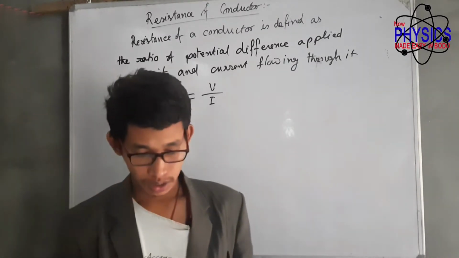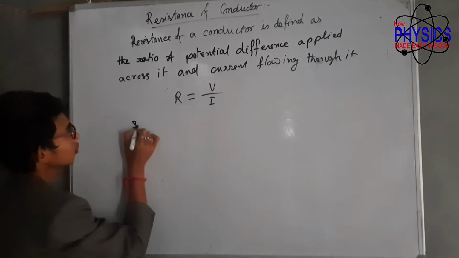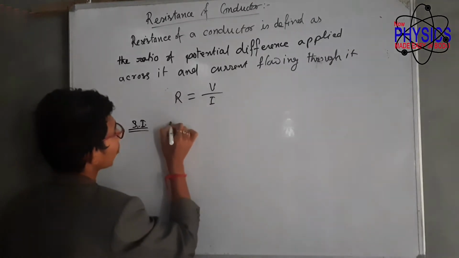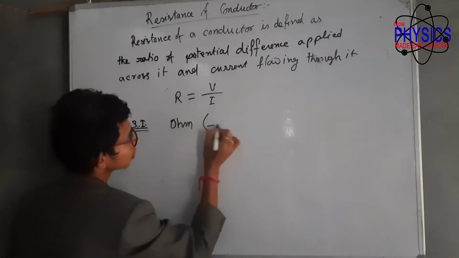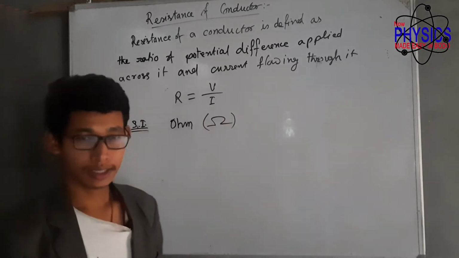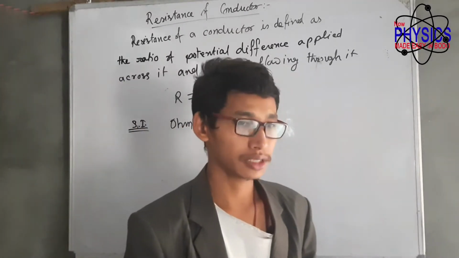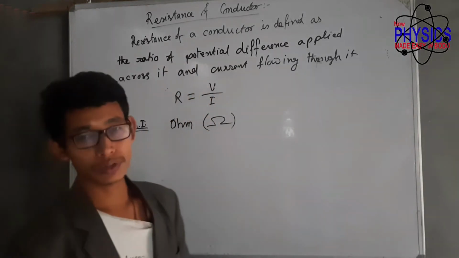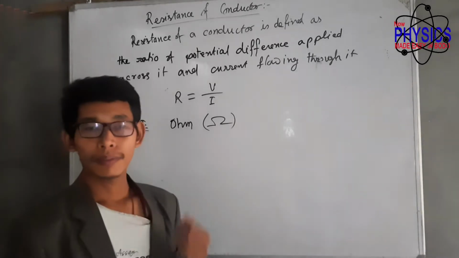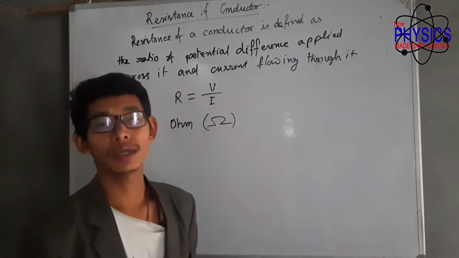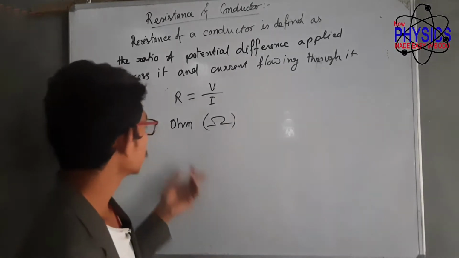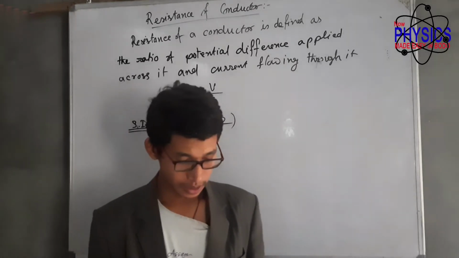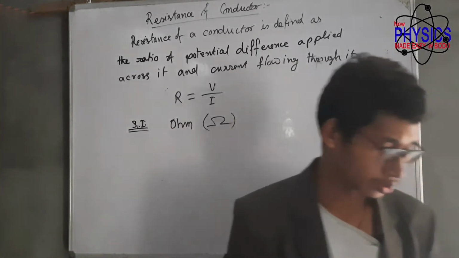This is the definition. So what is the SI unit? We know it already. What is the SI unit of resistance? It is ohm. Symbolically it is written like this, omega. Electrical resistance. So resistance of a conductor is directly proportional to potential difference, and inversely proportional to electric current. Ohm.